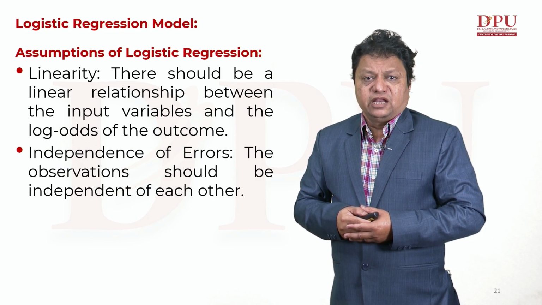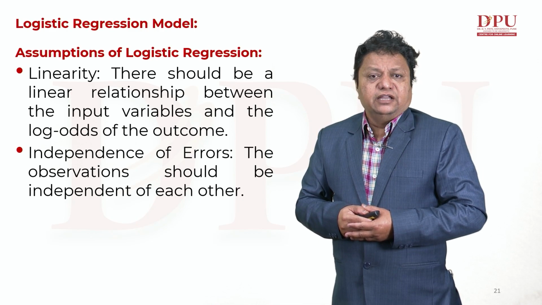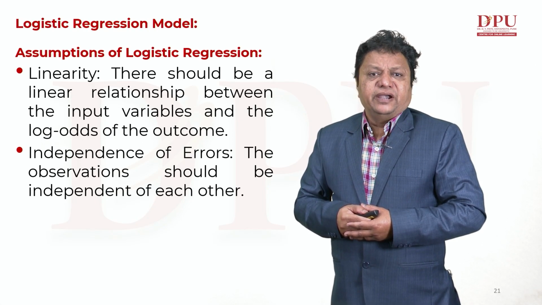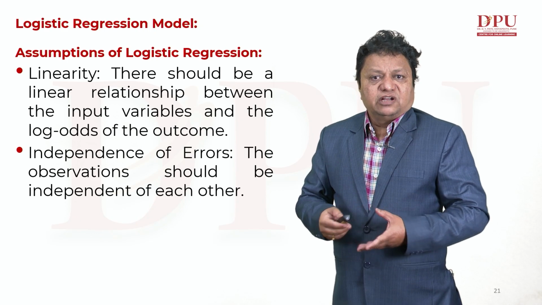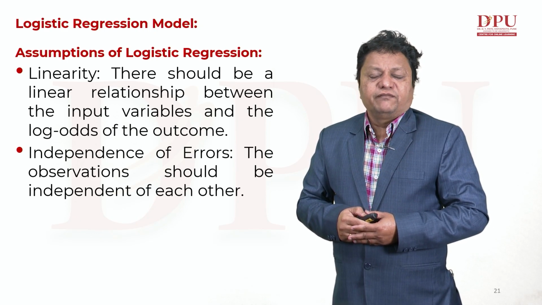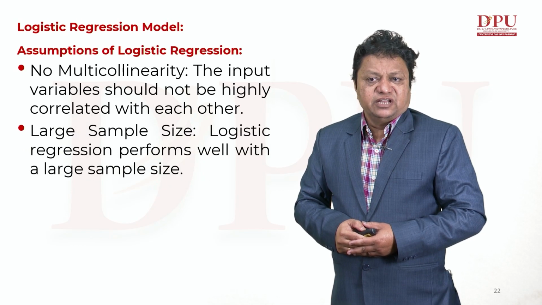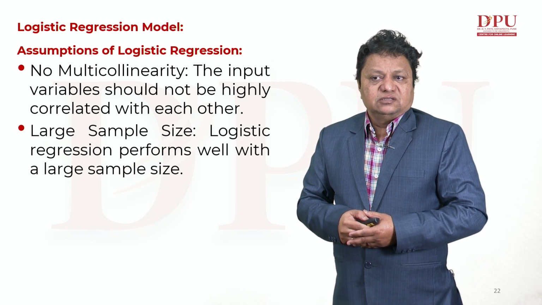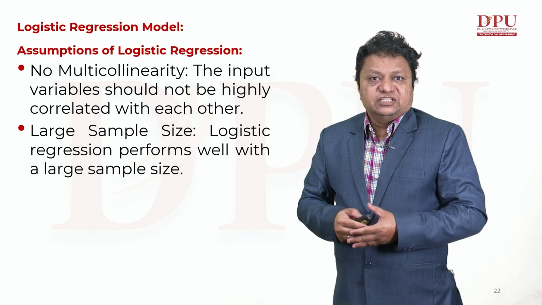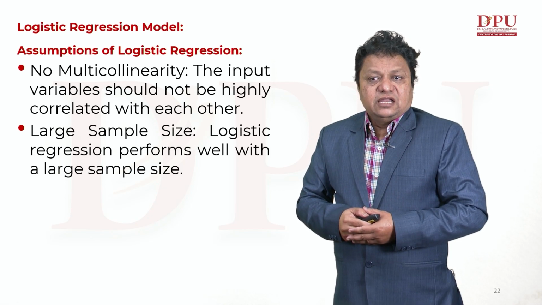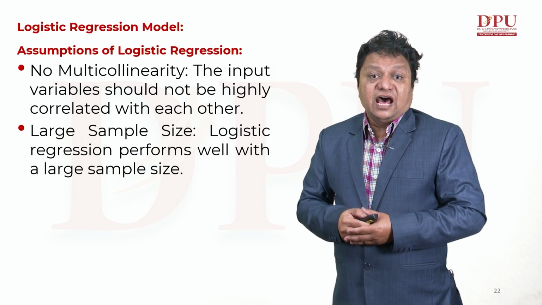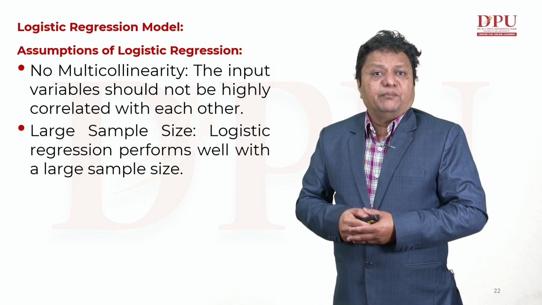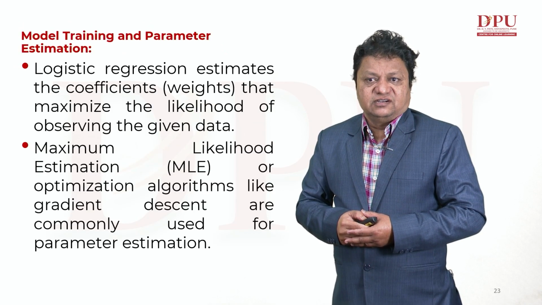So, there should be a linear relationship between the input values and the log odds of the outcomes. The second assumption is independence of errors, that is, the observations should be independent of each other. The next assumption is no multicollinearity, which means the input variables should not be highly correlated with each other. The next assumption is large sample size. If your sample size is large, then logistic regression performs well and gives you more accurate results.